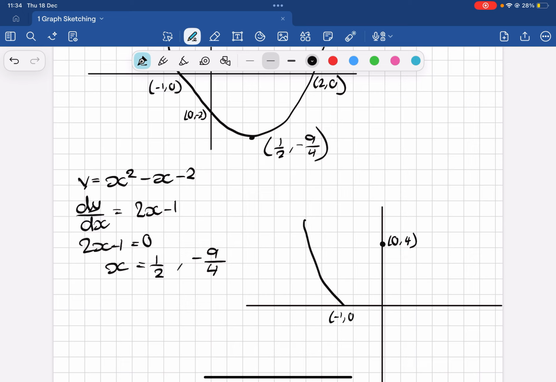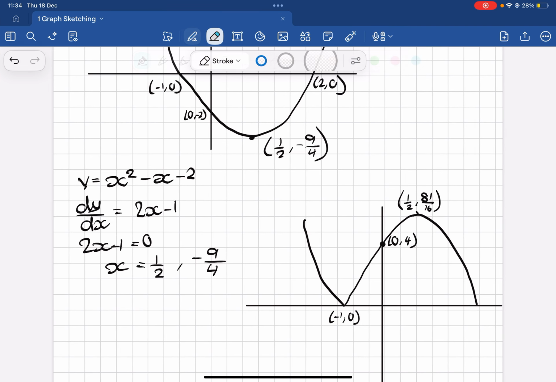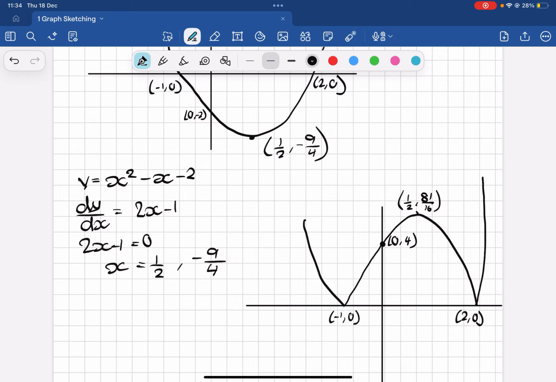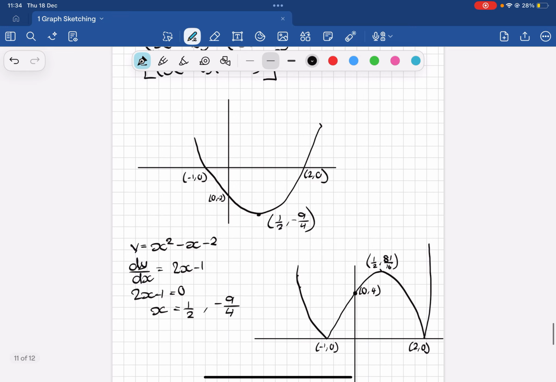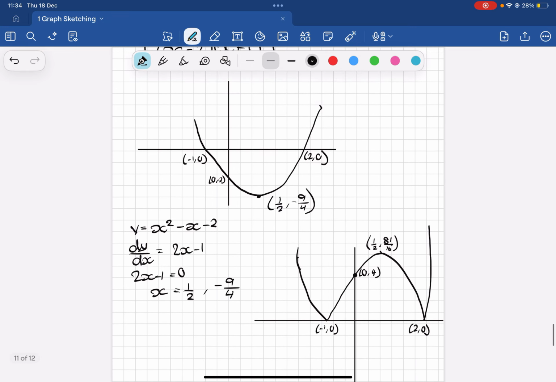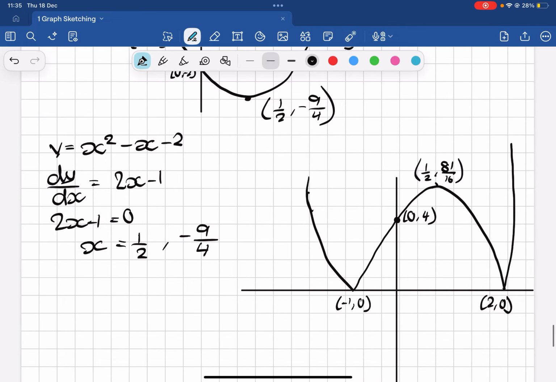We've got minus 1, 0. Our y value for our turning point will be squared, so we've got 81 over 16. And then 2, 0 remains the same. Then from here onwards, the graph is just much steeper. So our sketch looks something like this. (x minus 2) times (x plus 1), all squared, is the following.